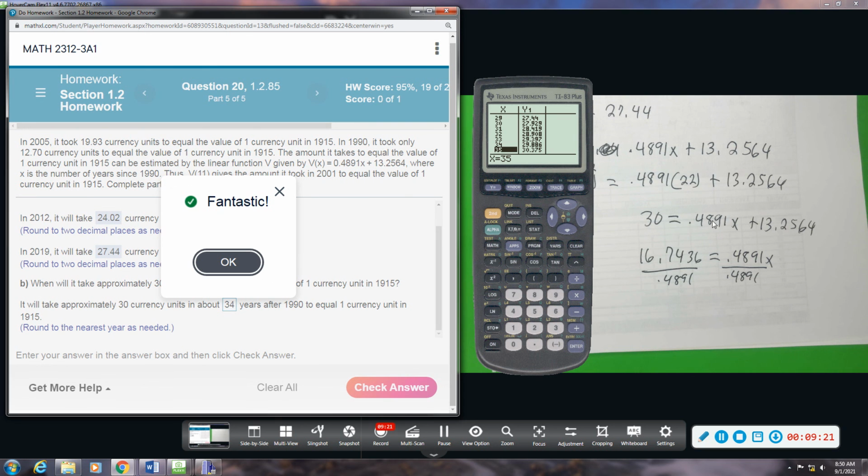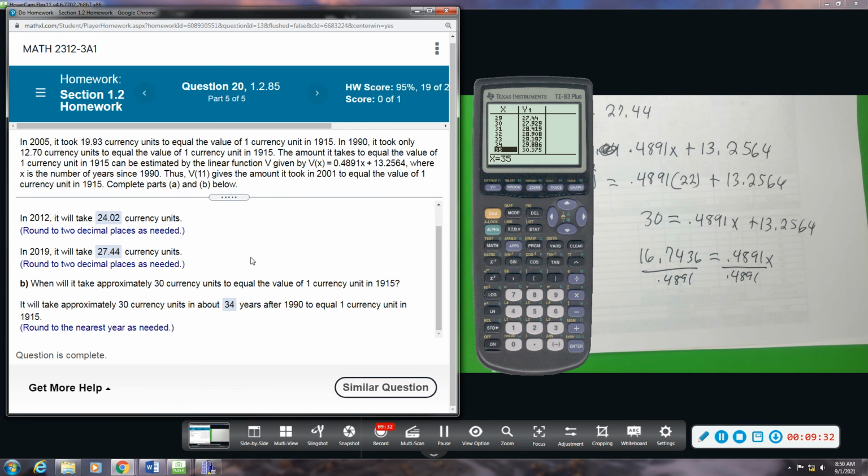So it's good to do both. I did it by hand, and did it by the calculator. Rounding to the nearest year, we would use 34, but if we want to go exactly, that would be a little bit over. So 34 in this case.